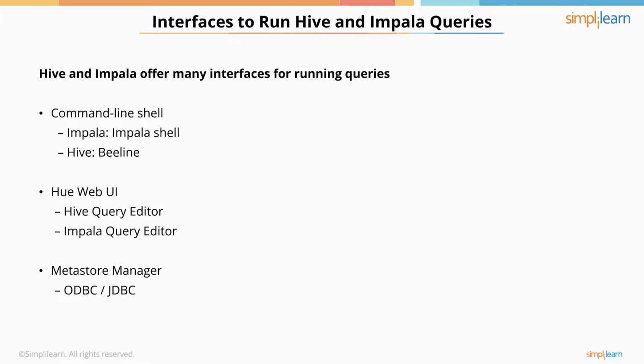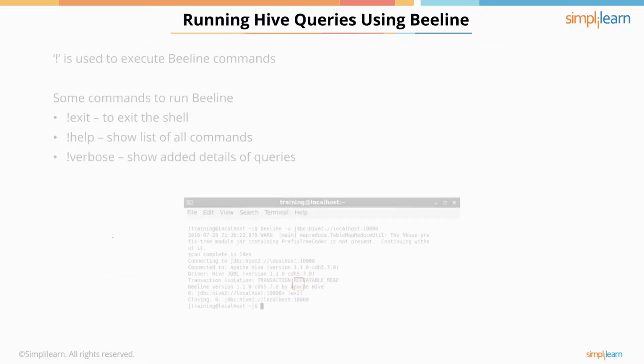In the Hue UI, you can access visual query editors, and later we'll see an example of how you can access them from the menu. Hue provides visual SQL editors for both Hive and Impala.